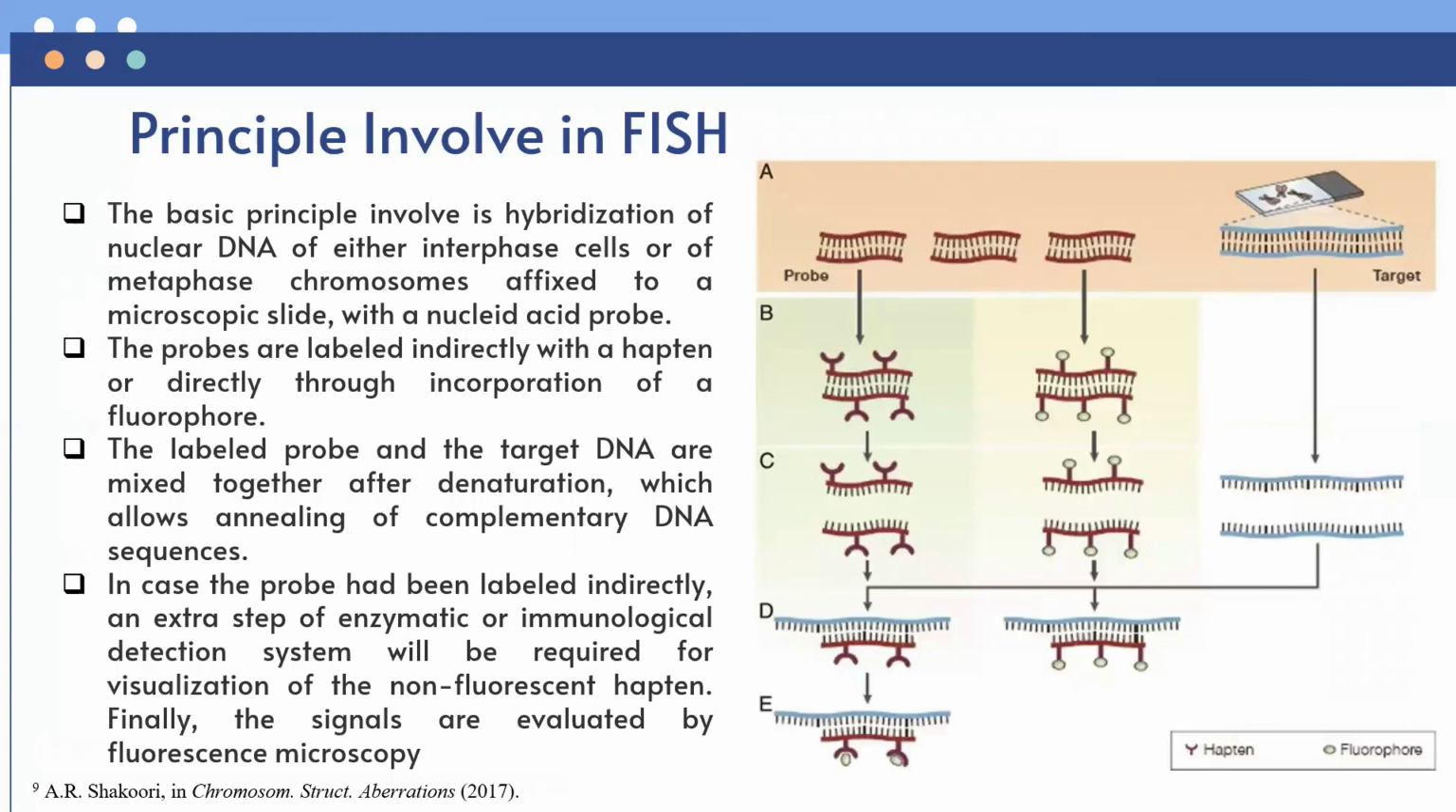The basic principle involved is hybridization of nuclear DNA of either interphase cell or of metaphase chromosome affixed to the microscopic slide with a nucleic acid probe. Then the probes are labeled indirectly with a hapten or directly through incorporation of a fluorophore. The labeled probe and the target DNA are mixed together after denaturation, which allows annealing of complementary DNA sequences.